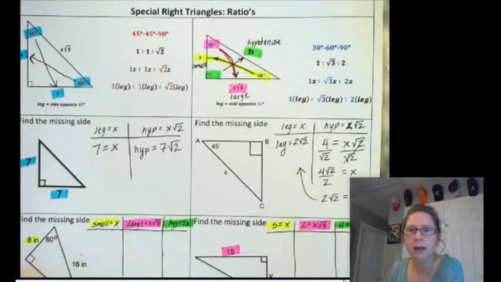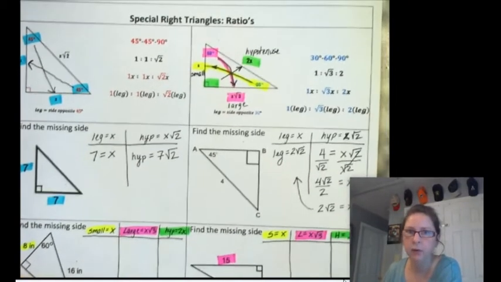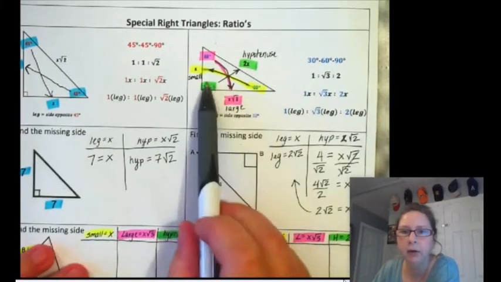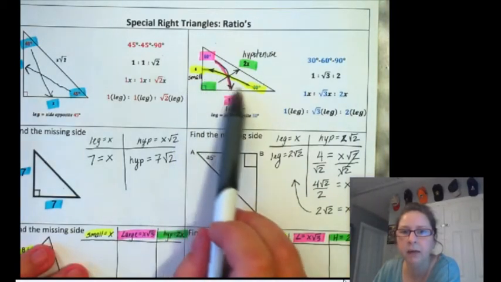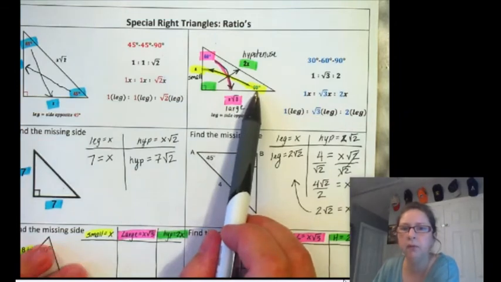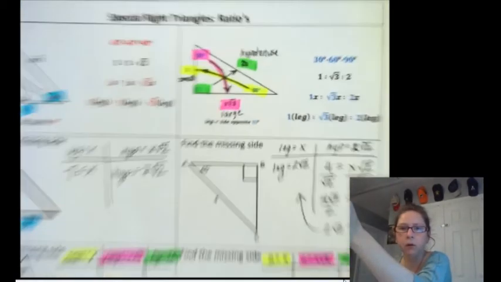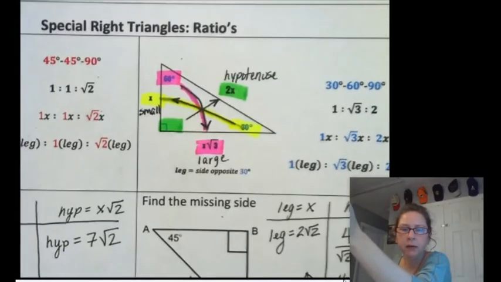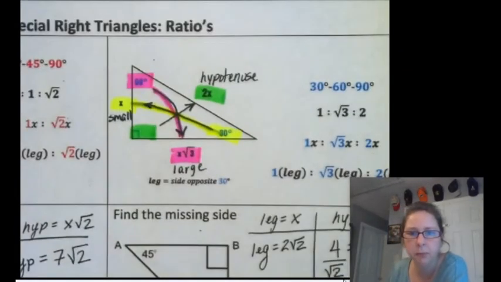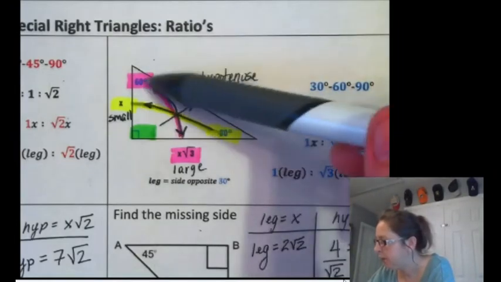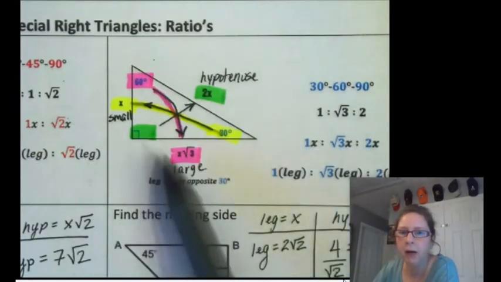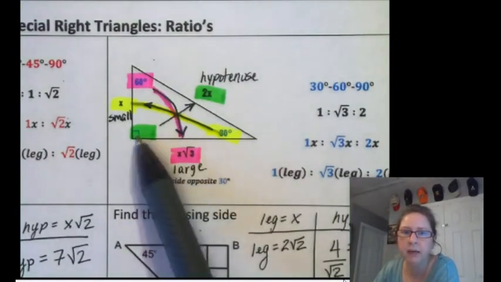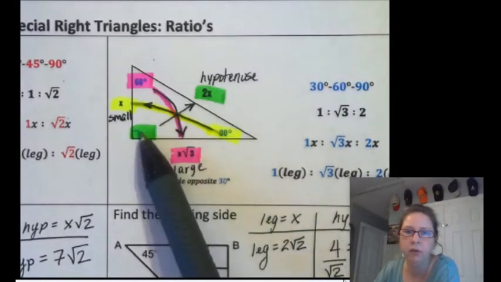Let's take a look at a 30, 60, 90. Okay, I tried to use a highlighter to show you the small side is opposite the 30-degree angle, the smallest angle. Now you can kind of see that it's 30. My highlighter blurred things a little. The large side is opposite the 60-degree angle. And then our hypotenuse is opposite this 90-degree angle. And these are the ratios.